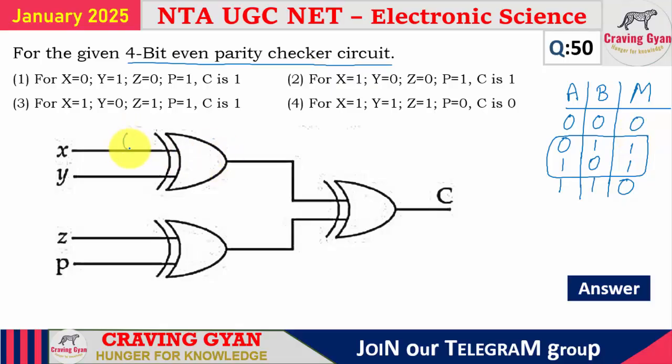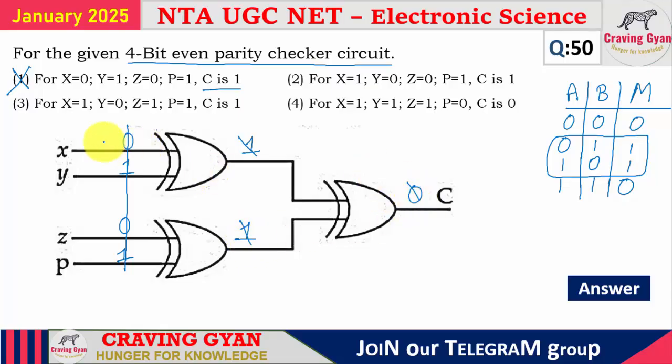If x equals 0, y equals 1, first case, then z equals 0, p equals 1. Now look at the things. 0, 1 given to an XOR gate, what is the output? 1. 0, 1 given to the XOR gate, what is the output? 1. 1, 1 given to the XOR gate, what is the output? 0. What they are expecting, C is 1 they are telling. So the first option is wrong. Let us get into the second option.